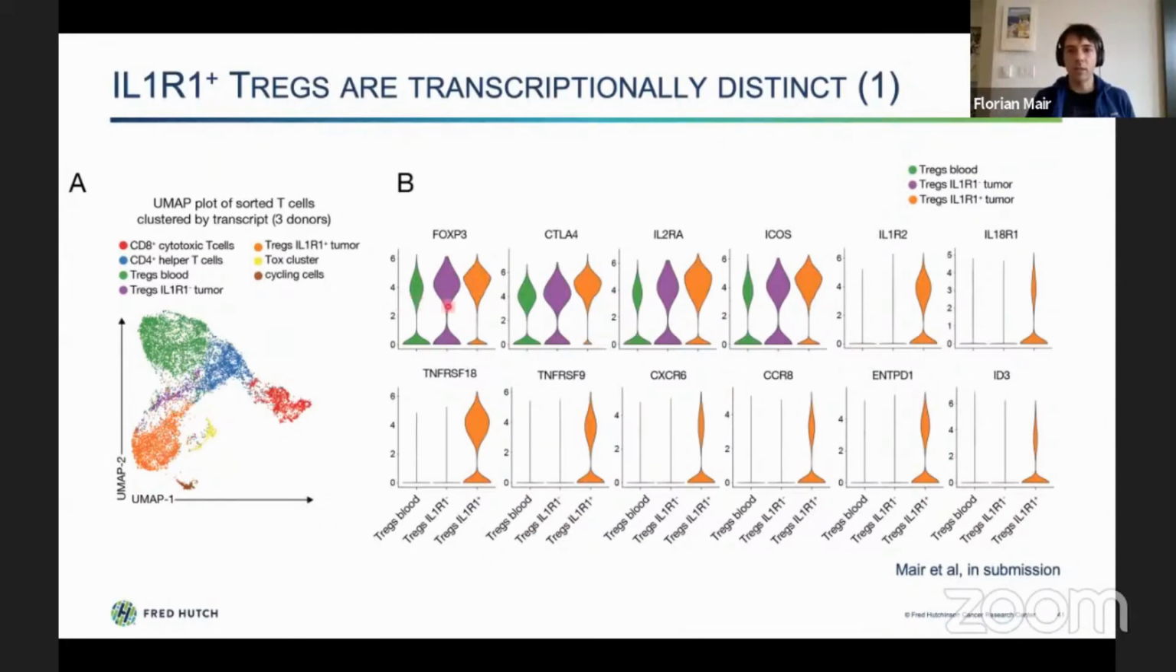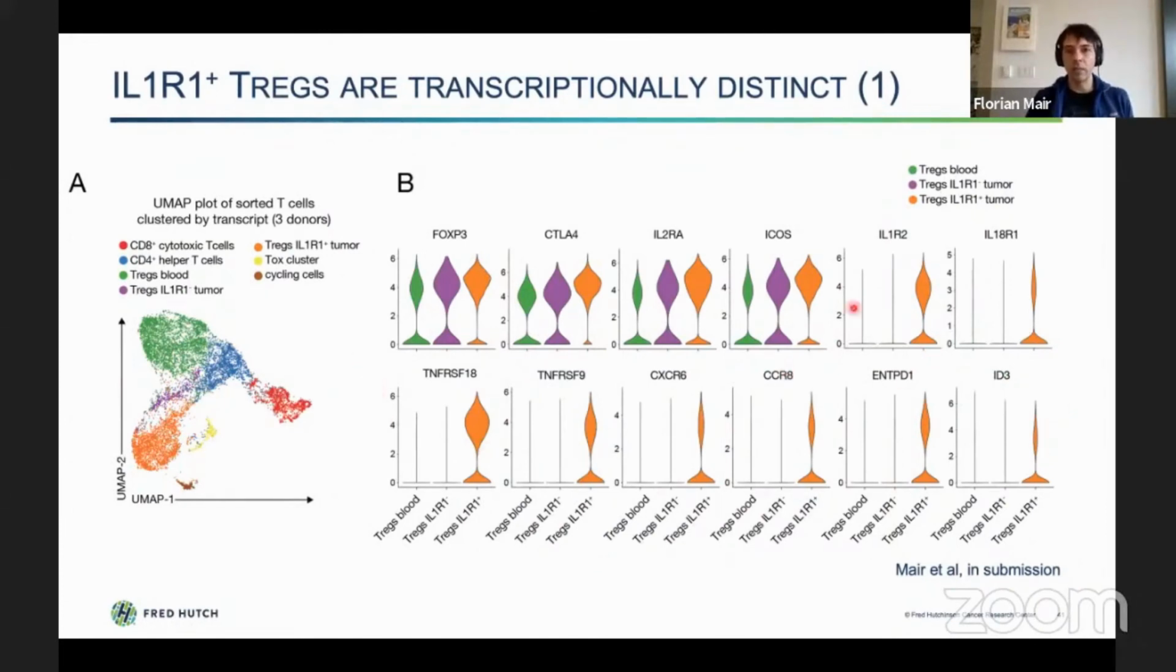blood Tregs in green, the IL-1 receptor negative Tregs from the tumor, and the IL-1 receptor positive Tregs from the tumor in orange here. You can see that, of course, all these 3 subsets express FOXP3. They also express CTLA4, they also express the IL-2 receptor, and they also express varying levels of ICOS. But then there's a bunch of transcripts which seem to be uniquely expressed in the IL-1 receptor positive Tregs in the tumor, depicted here in orange, including IL-1 receptor type 2, IL-18 receptor, which we knew from flow already, CXCR6, CCR8, CD39, and ID3, a transcription factor that has been implicated in the development of a tissue regulatory Treg program.